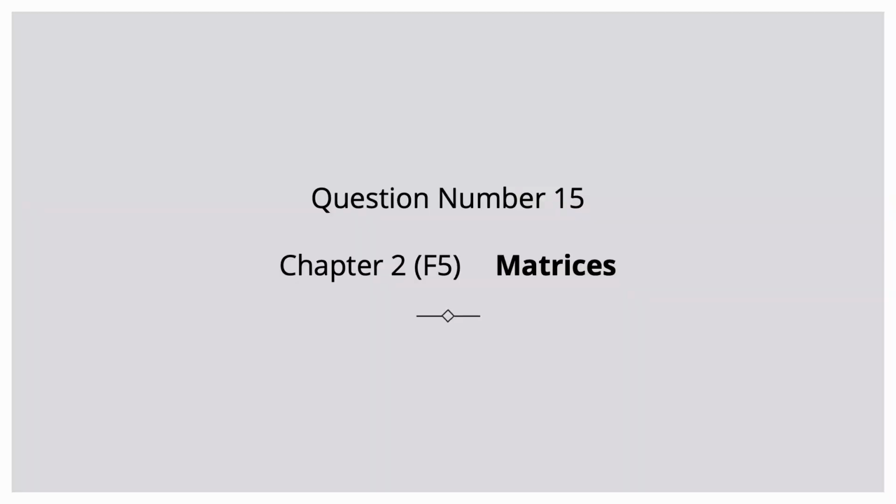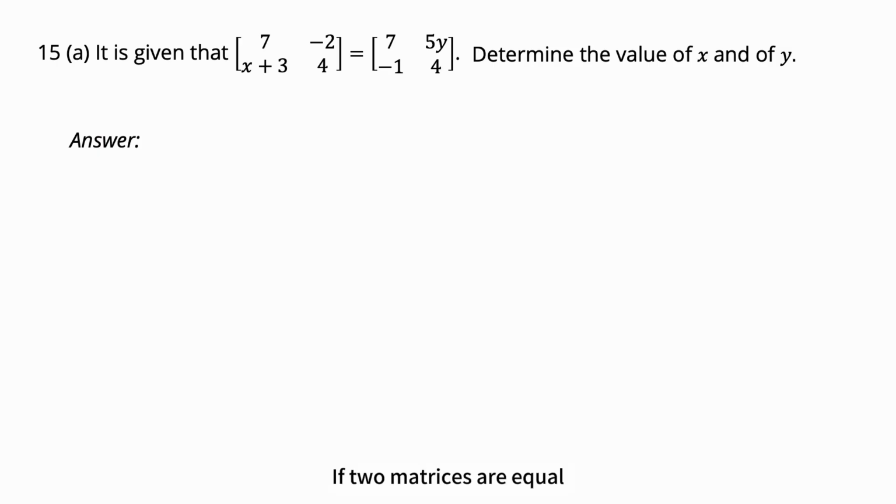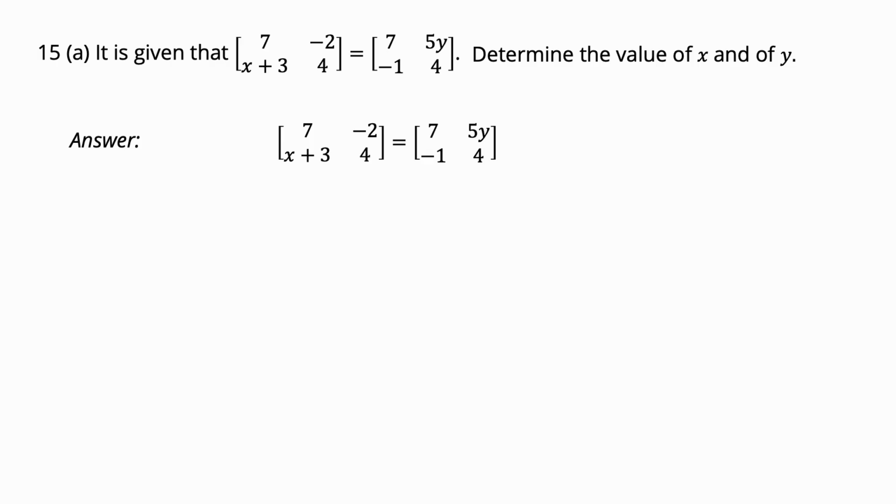Question number 15. A. If 2 matrices are equal, their corresponding elements must also be equal. 7 is equal to 7. 4 is equal to 4. Therefore, x plus 3 equals minus 1. x equals minus 4. Minus 2 equals 5y. y equals minus 2/5.